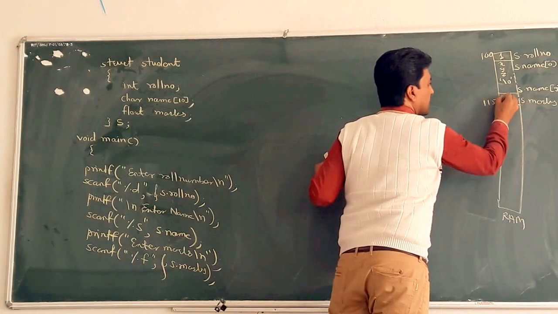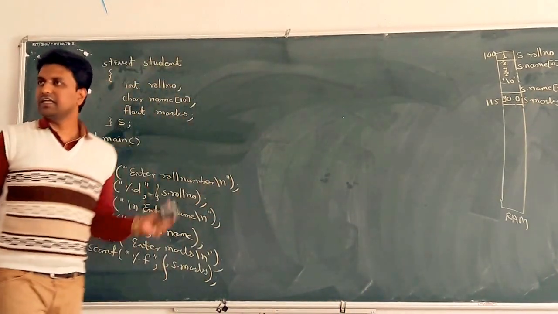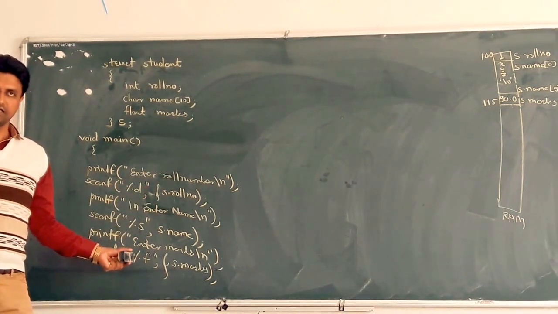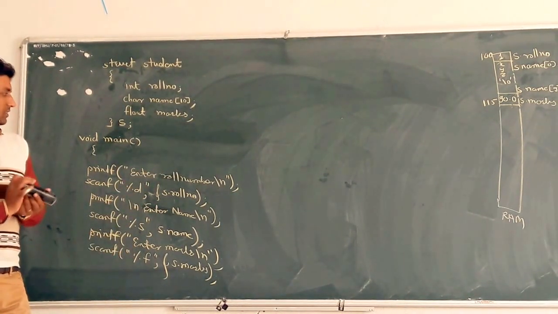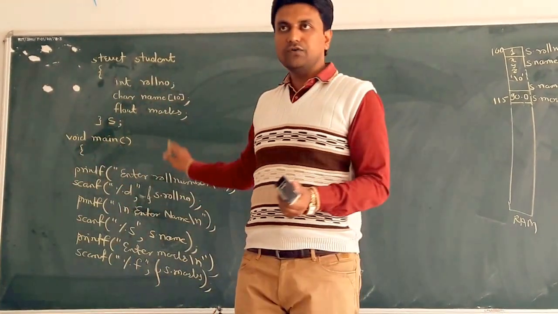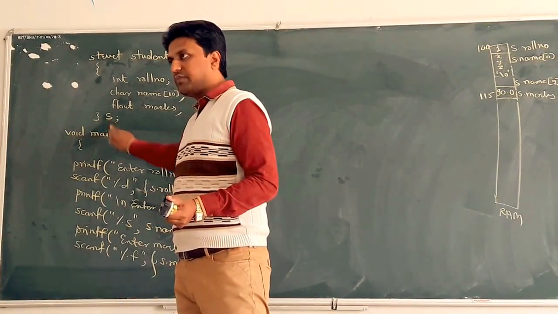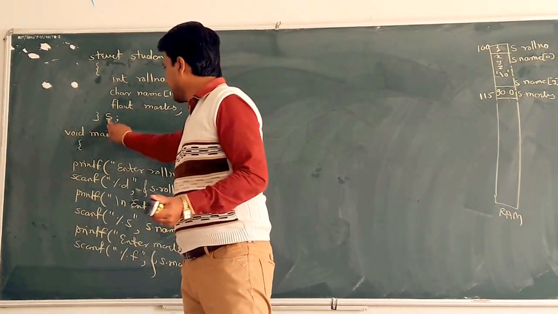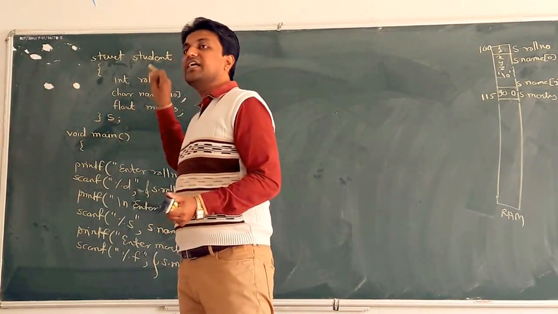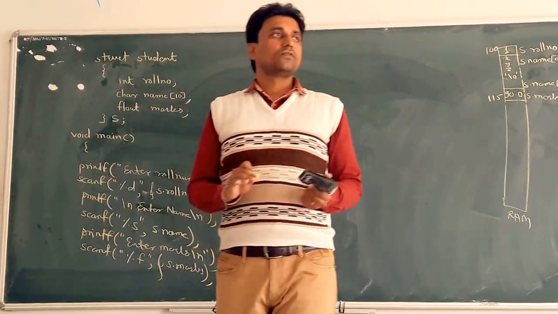And how is it stored? As 90.0, because it is a float. 90 is converted into a floating value. Is that clear? So what is the next task? How do we assign values to the data members of S? By using the dot operator. Because we can access the data members of the structure using S by the dot operator. Clear?